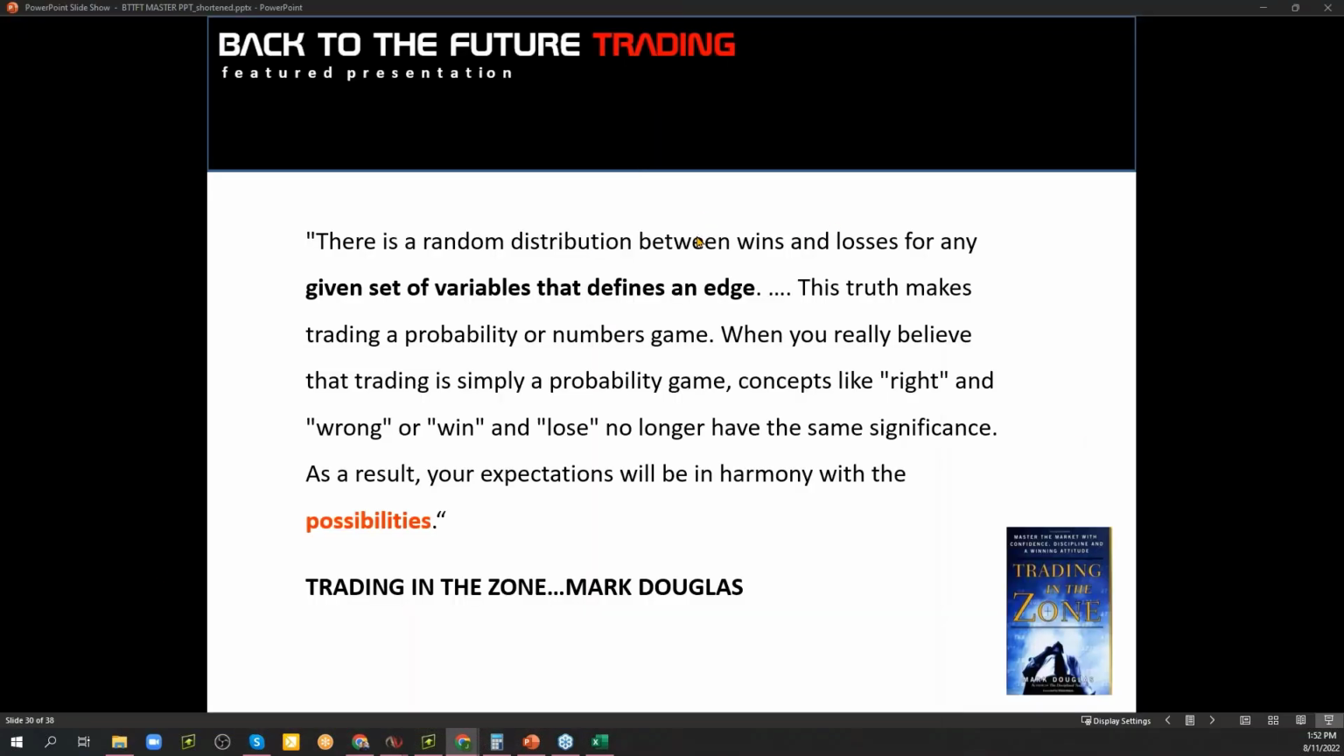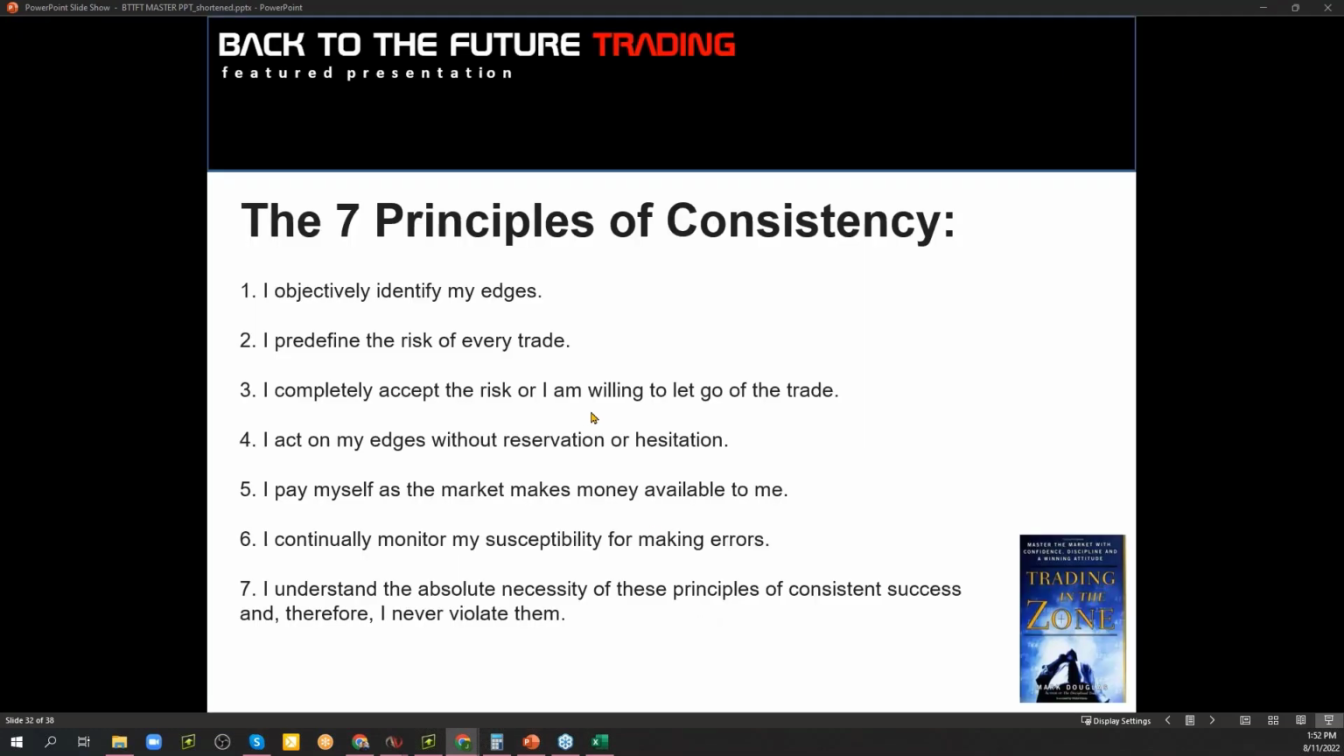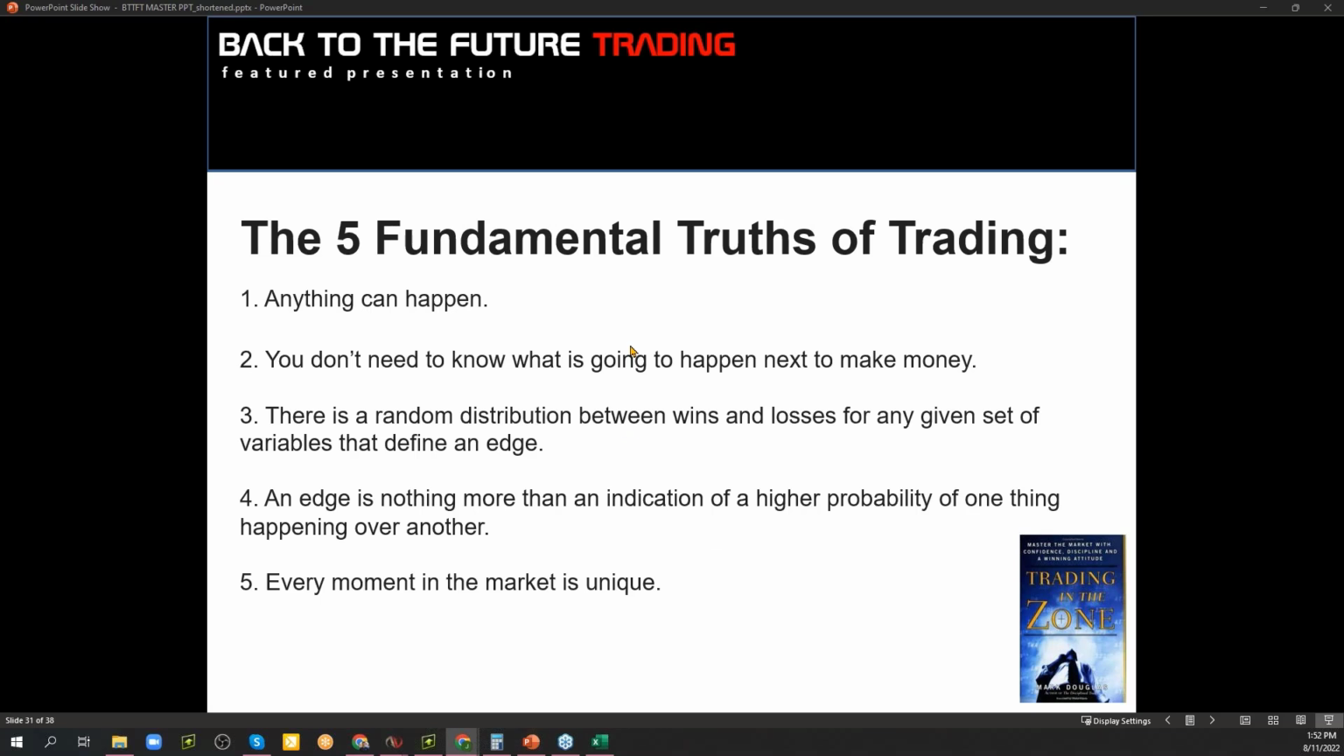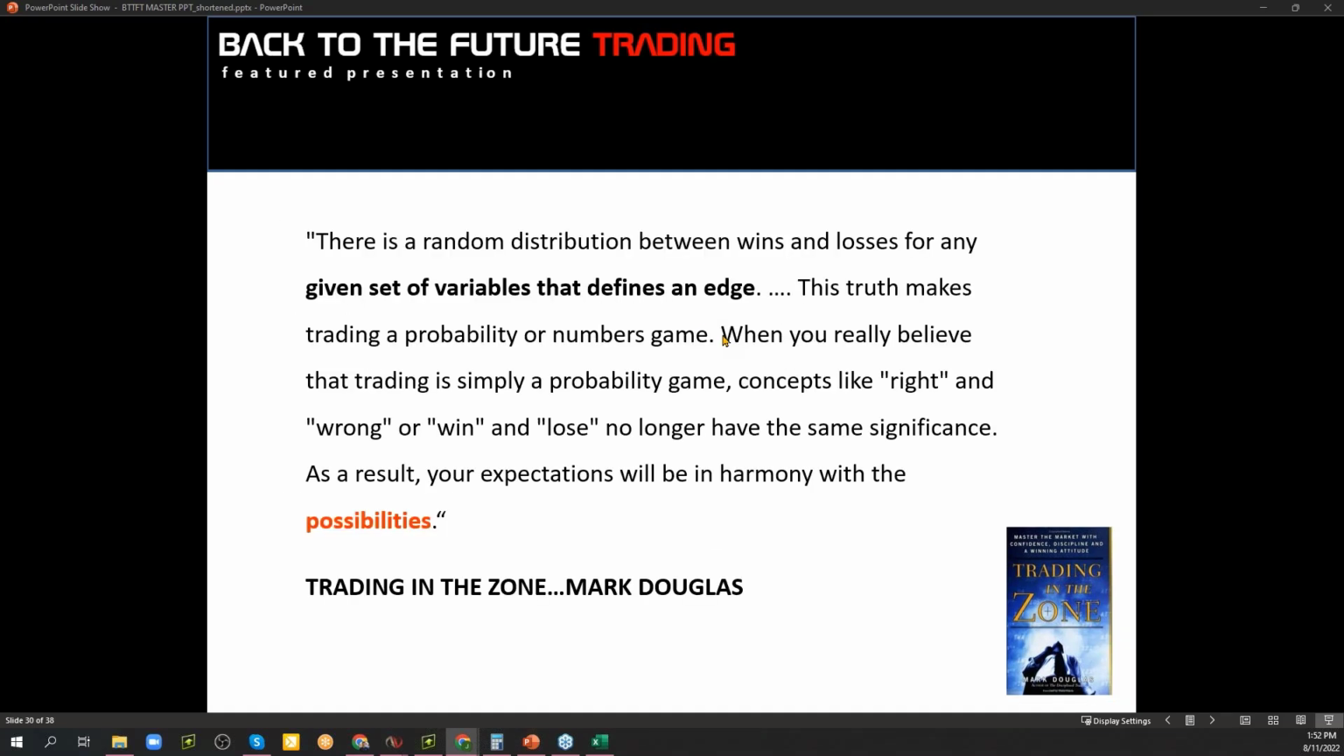Anyway, this is from Mark Douglas, Trading in the Zone. I'm just gonna read this, then I'm gonna read the 7 principles of consistency, the 5 fundamental truths, then we're gonna look at some charts. There's a random distribution between wins and losses for any given set of variables that defines an edge. And that's what we're going to go over here in a second. We're going to go over my personal edge on the NASDAQ, 3-minute, and maybe we'll look at the 5-minute as well, see how far we get.